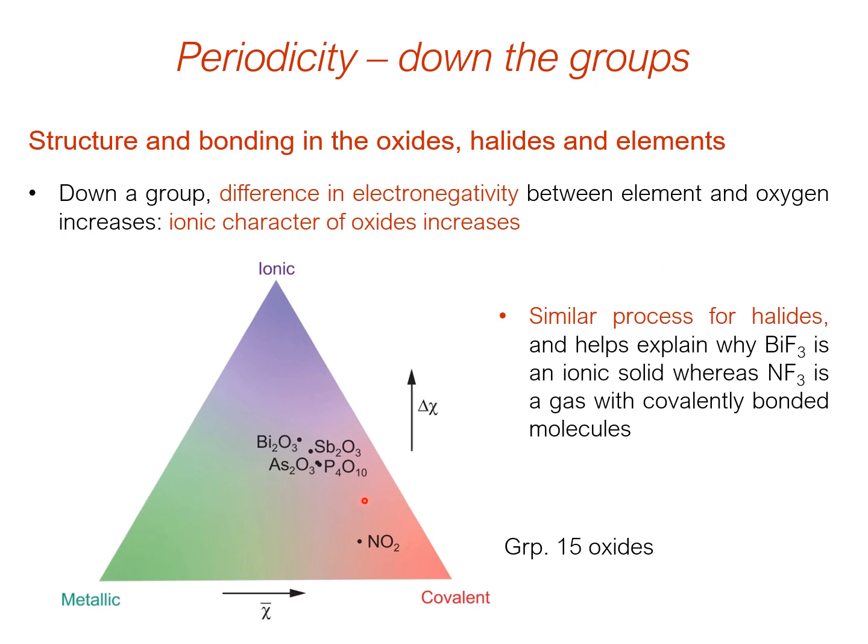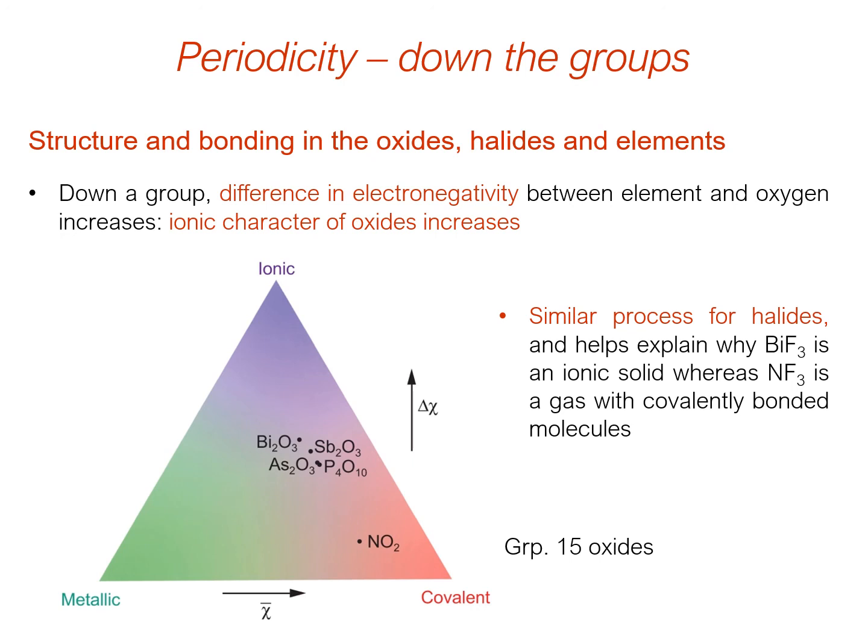And this is just for the oxides, as I said, but we have a similar process for the halides. So if you were to do the group 15 halides, you'd see the same thing. So bismuth trifluoride is an ionic solid, so that will be over here somewhere. It'll actually be even more ionic, because you'll remember that fluorine is more electronegative than oxygen, so the difference in electronegativity is even bigger. So that'll be somewhere over here. And we see bismuth trifluoride is an ionic solid, whereas nitrogen trifluoride will be down here still. It's a gas with covalently bonded molecules.